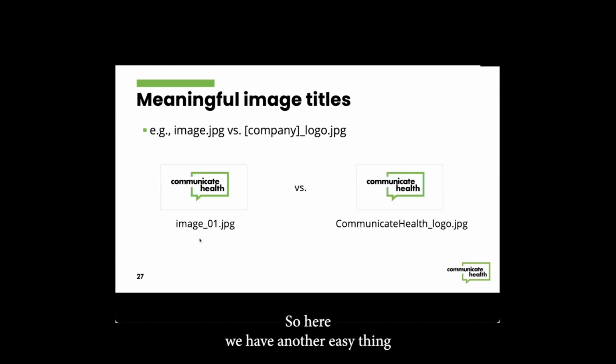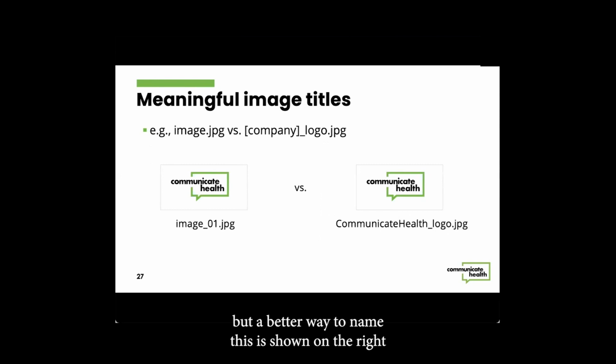So here we have another easy thing that you can do to optimize your content, which is to give images and files meaningful names. So below we've used this example of the CH logo. On the left, we have a logo file that's just named image_01. I'm sure we all have had many examples of this in our own work where we kind of run out of steam when we're naming our files. I know I certainly do.